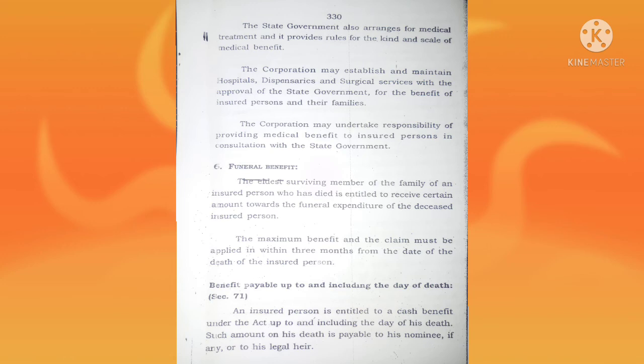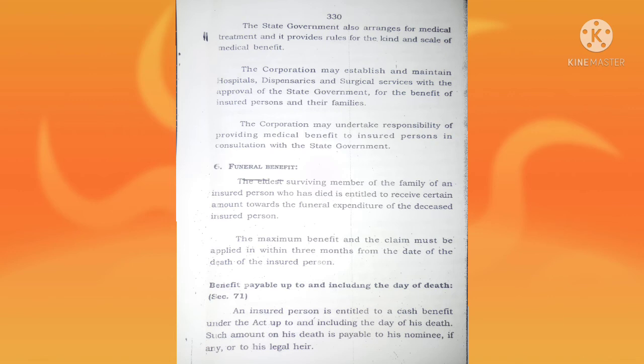The corporation may establish and maintain hospitals, dispensaries, and surgical services with the approval of the state government for the benefit of insured persons and their families. The corporation may undertake responsibilities of providing medical benefits to insured persons in consultation with the state government.